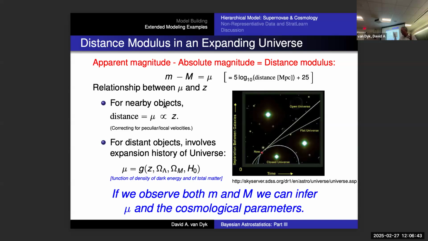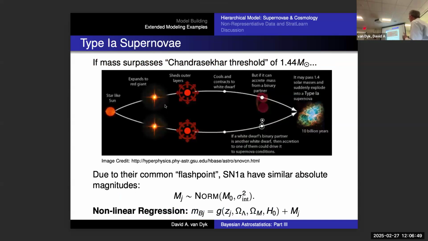Of course, little m is easy, and the apparent magnitude I can measure. Absolute magnitude, how do I measure absolute magnitude? Well, that's where the supernovas come in. Maybe you all know about this very, very famous Nobel Prize winning use of supernovas.